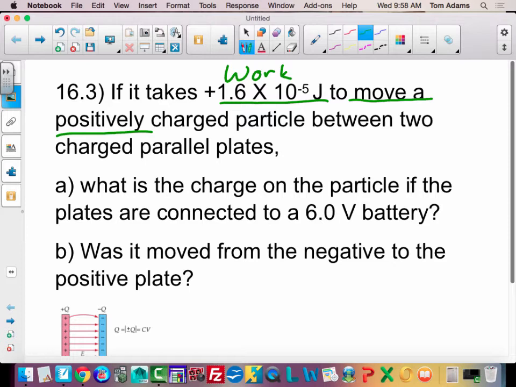And then the question says, what is the charge on the particle? So whenever we talk about a point charge, we're looking for either lowercase q or capital Q. But it's just one particle, so we say lowercase q. Capital Q is like the sum of charges, usually. If the plates are connected to a 6-volt battery, whenever you see 6-volt battery, this is just a voltage.